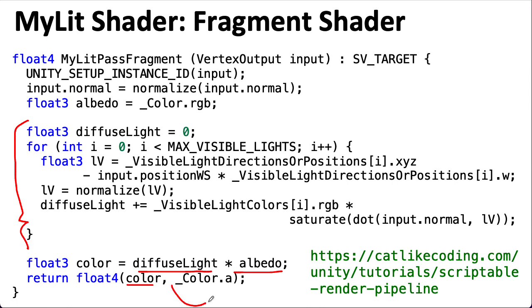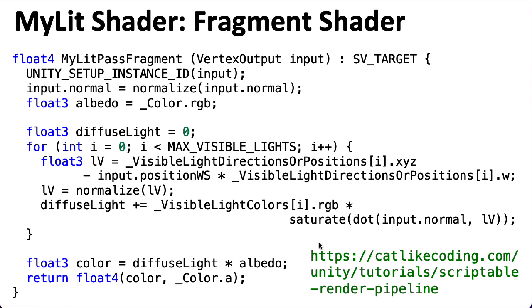The alpha is going to be whatever alpha we choose in the color in the inspector. Now, as far as this lighting loop goes, we're going to deal with all of the lights at once through this for loop, possibly up to 4 lights, assuming we set max visible lights to 4 as we did earlier in the code. But you can, of course, change that. Note that this is a very different way of handling multiple lights than we had in the built-in shader, where each light was handled in a separate additive pass.